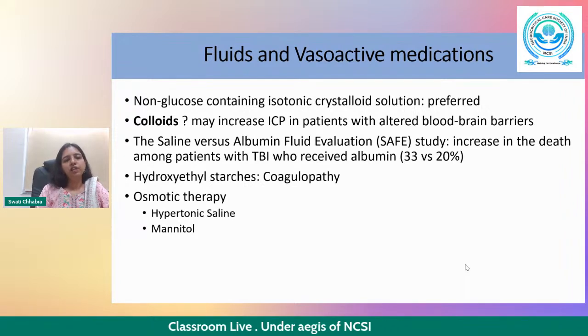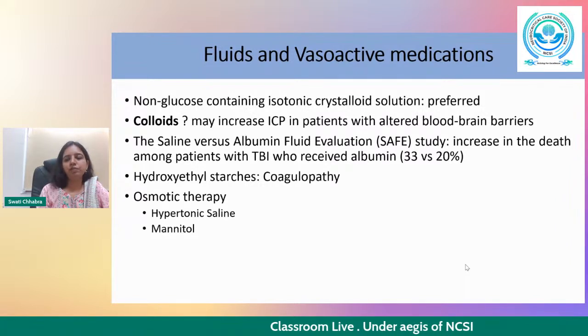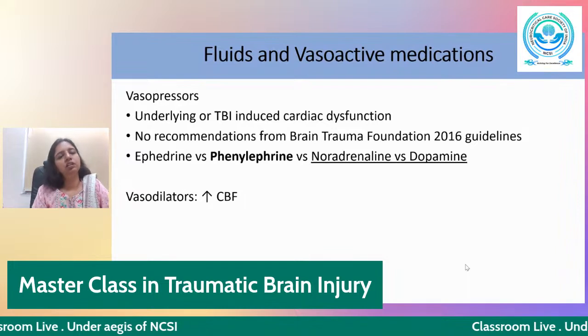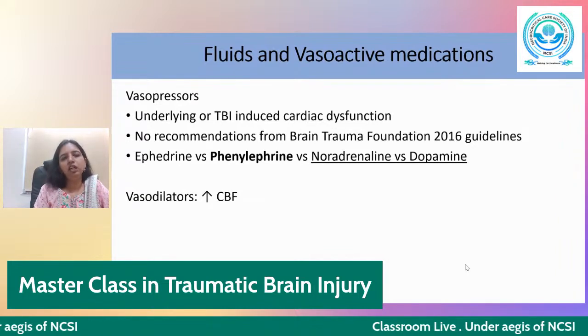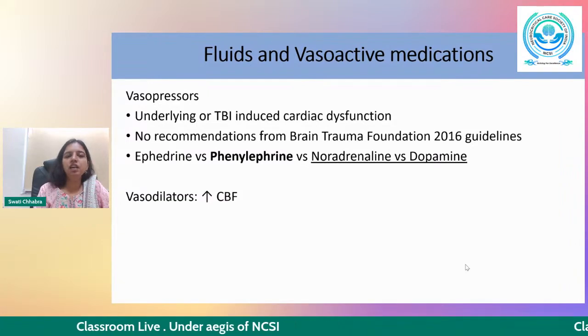Osmotic therapy can be instituted, as previously mentioned, with hypertonic saline and mannitol with proper ICP monitoring, taking care of the hypovolemic status of the patient and avoiding hypotension. The vasopressor choice is determined by the underlying or TBI-induced cardiac dysfunction. There are no clear recommendations from the Brain Trauma Foundation guidelines.